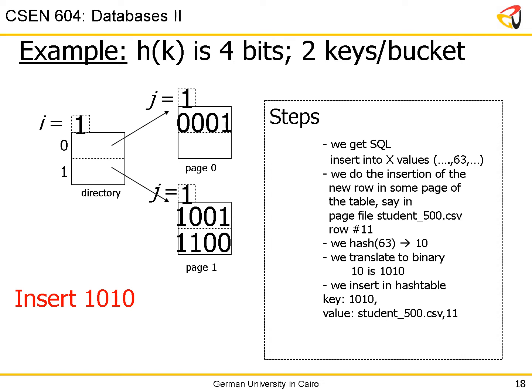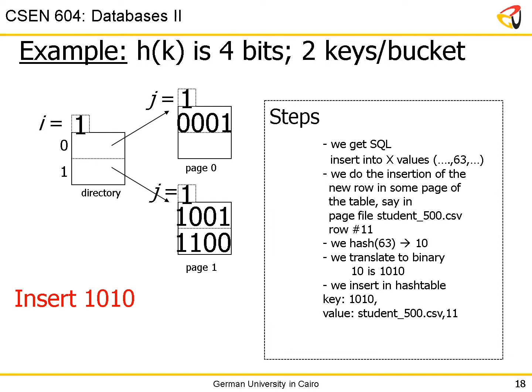If I have I equal to 2, then I have 00, 01, 10, 11. So I have 4 ways to differentiate between the entries, whether it's 00, or 01, or 10, or 11. So this is the role of the I. Now the J, and we only have, by the way, 1 I in an extensible hash table, which is associated with the directory. Now the J is another parameter that tells us how many bits are common across the entries in the same page.